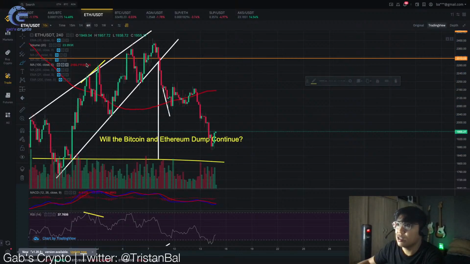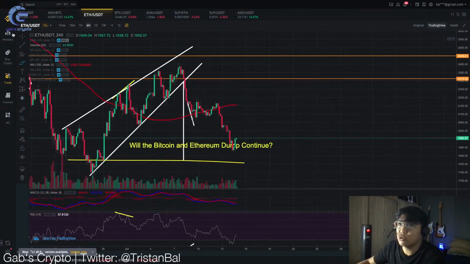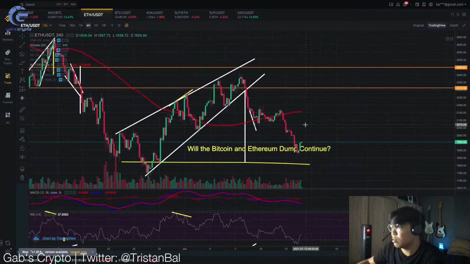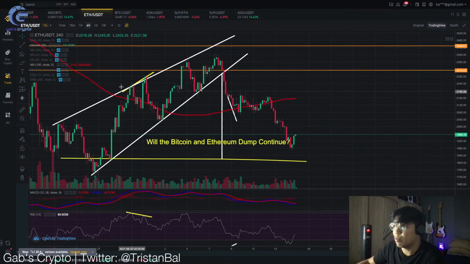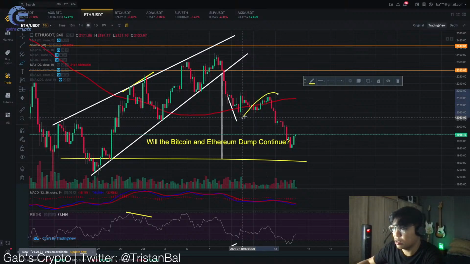So ayan no, na-break natin yung Ethereum rising wedge. Nung na-break natin siya, sabi ko sa inyo, walang volume, magkakaroon siya ng support. And nagkaroon nga siya ng support. So ayun no, may support siya dito sa ating 100 moving average for the 4-hour time frame.